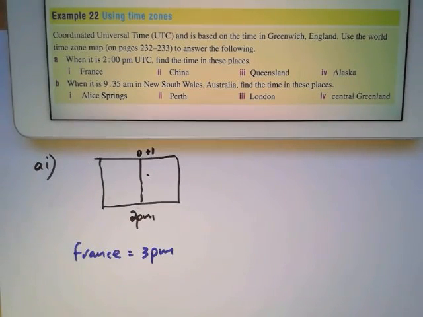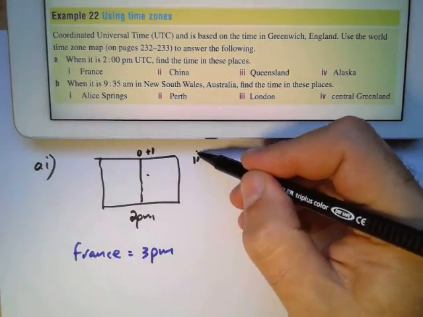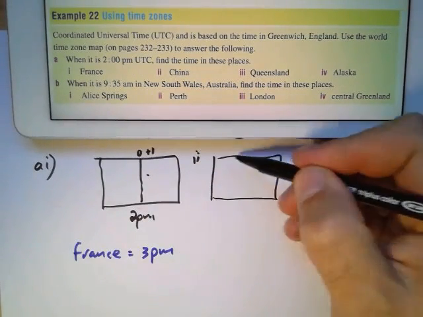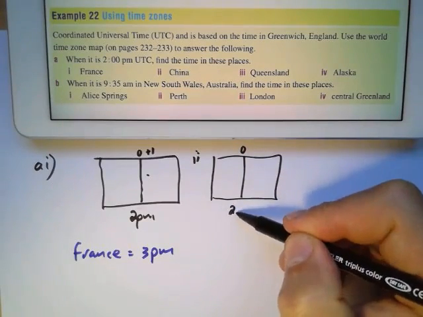To go to China, do your little thingy. China, it's 0, it's 2 p.m.